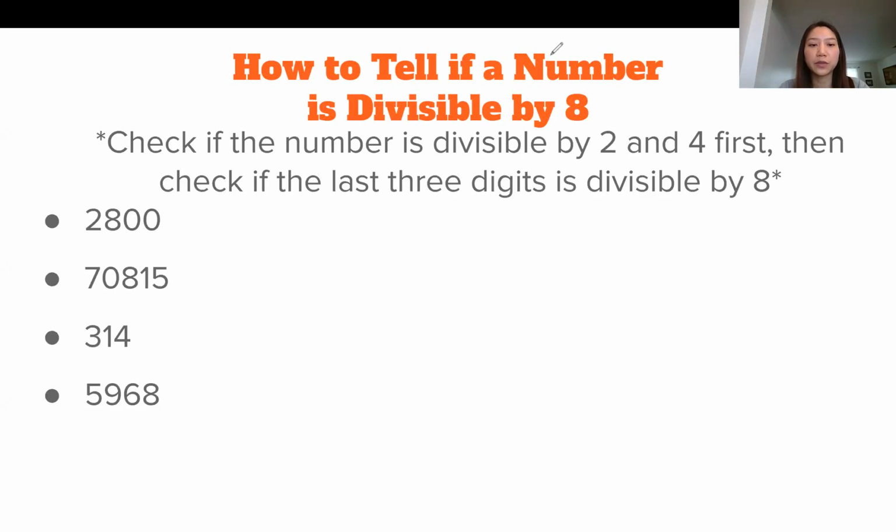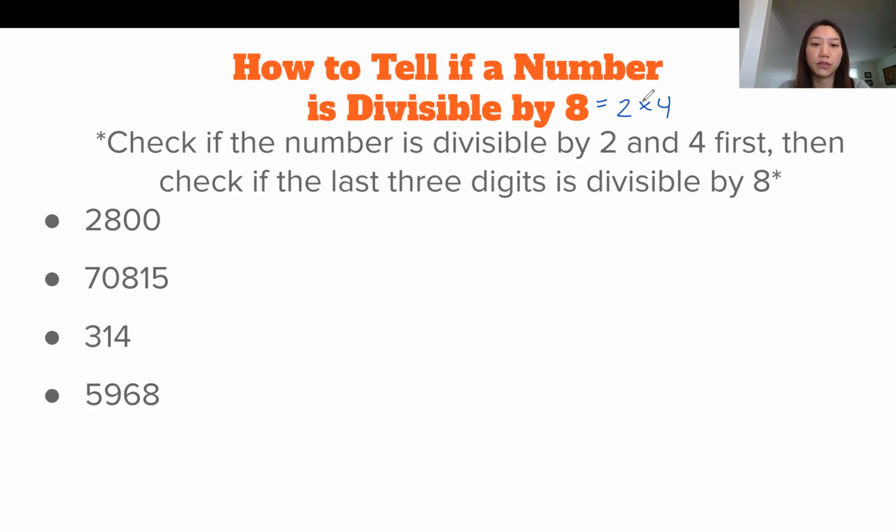How can you tell if a number is divisible by 8? What you could do is check if the number is divisible by 2 and 4 first. The reason for this is because 8 is equal to 2 times 4. So if it's divisible by 8, then it's going to be divisible by 2 and 4 as well. If both of those are okay, then you can see if the last three digits is divisible by 8.